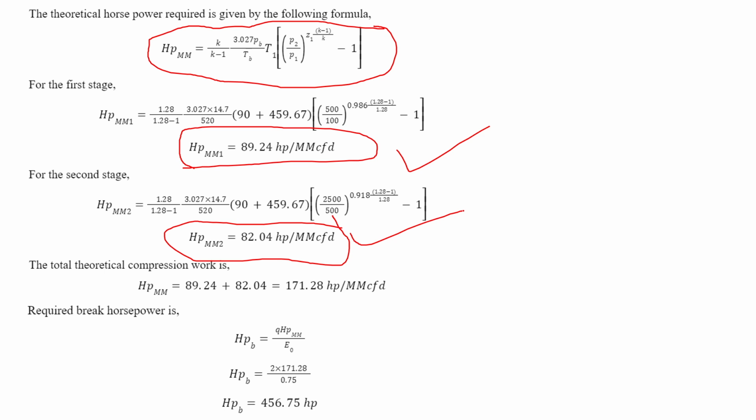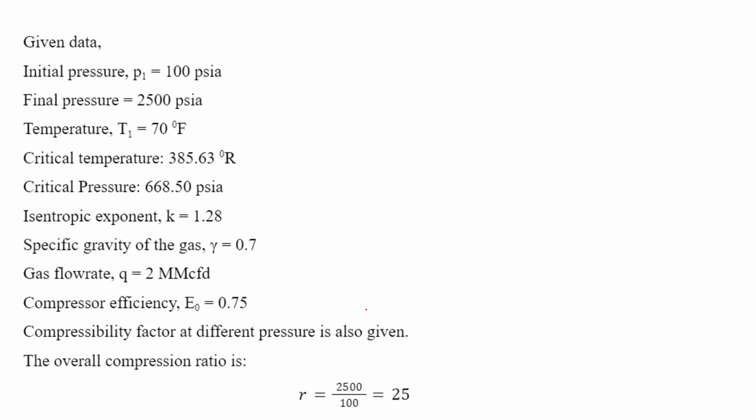Now the total theoretical compression work is equal to the sum of these two theoretical horsepowers. That comes out as 171.28 HP per MMcfd. From this value, we can find out the required brake horsepower. That will be this value divided by the efficiency of the compression.